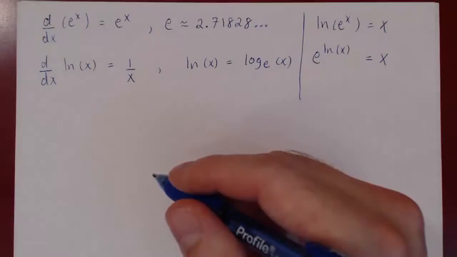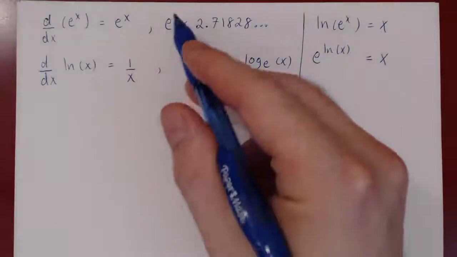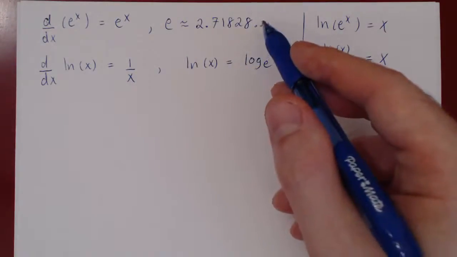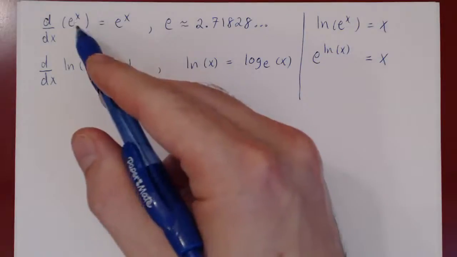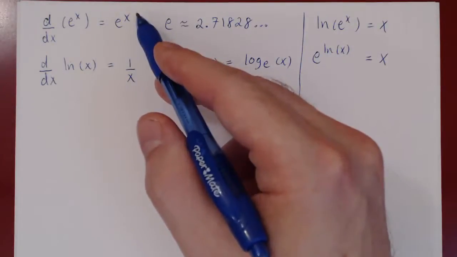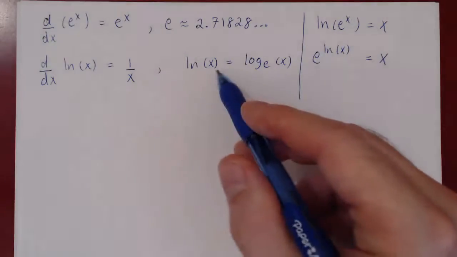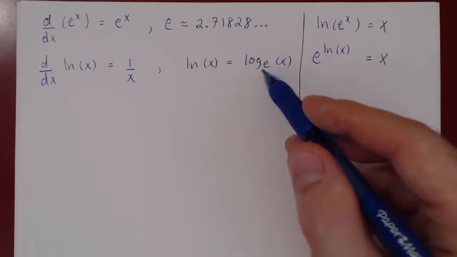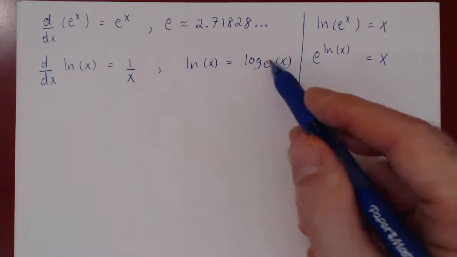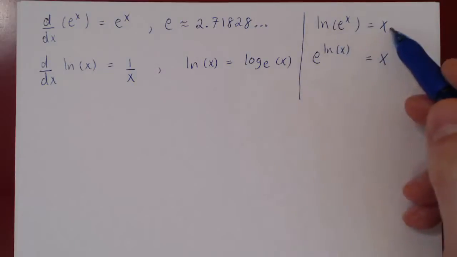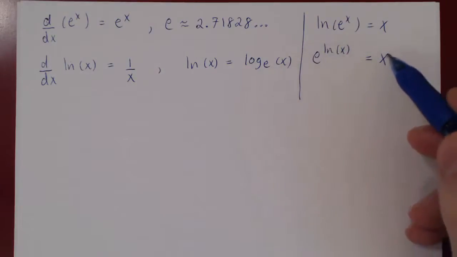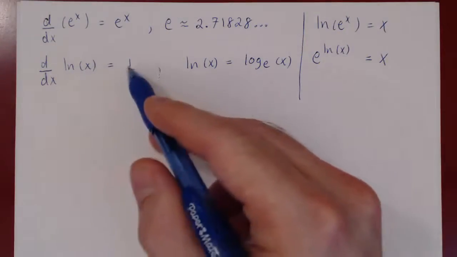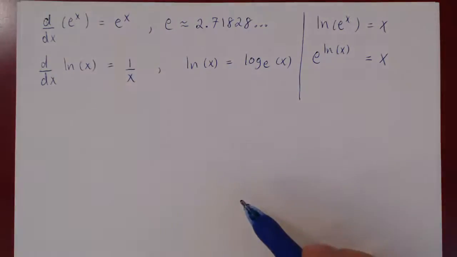Okay, so if you recall our previous video, we found this number e, which was roughly 2.71828. It was an irrational number, and its property was that the derivative of e to the x was actually equal to itself. And the ln of x is the logarithmic function base e of x. Therefore, by definition of the logarithmic function, ln is the inverse of e to the x. And so ln of e to the x is x, and e to the ln of x is also x. And the derivative of this inverse function, the derivative of ln of x, is actually 1 over x.